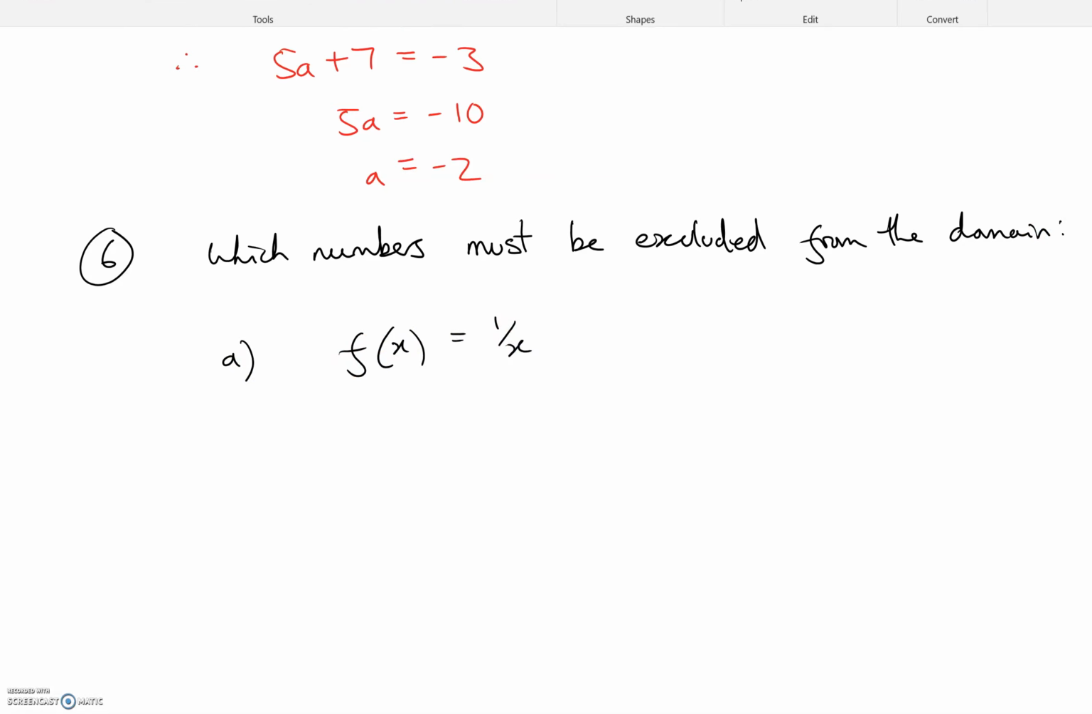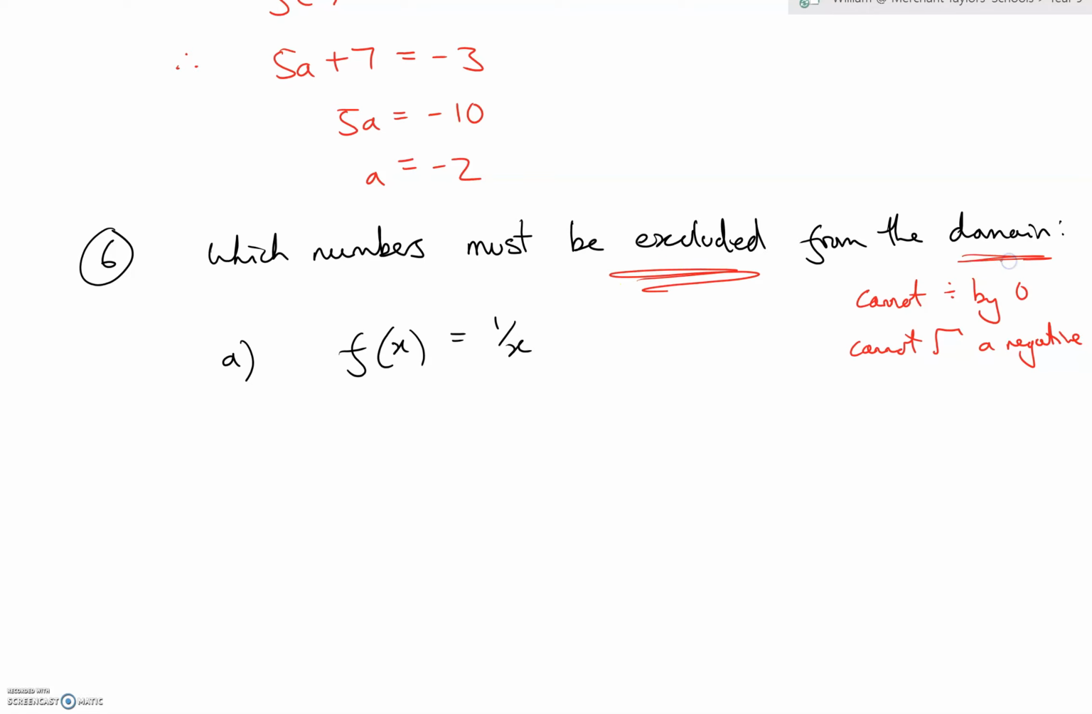is 1 over x. So there's two things we bear in mind when we do this, and they are that we're not allowed to divide by 0, and we're not allowed to square root a negative number. Okay, and they're the two things. Whenever they ask about things being excluded from the domain, these are the two things that should be on my mind.